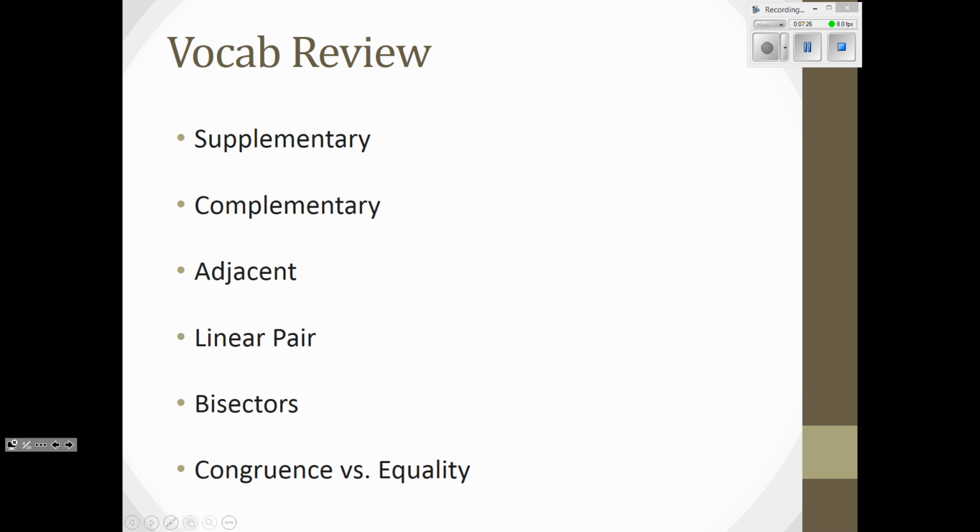All right, couple of vocab things. I'm going to have you guys help me out a little bit with this. Okay, who remembers what it means for two things to be supplementary? Adds to what? Adds to 180. So this is two angles that add to 180 degrees. Okay, you probably want to write these definitions down if you don't feel like they're in some steel trap in your brain.